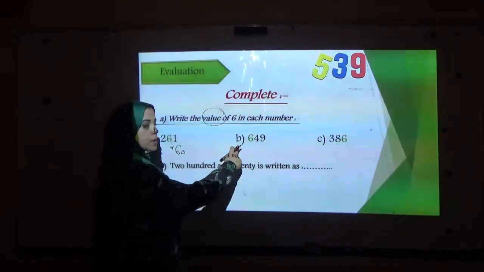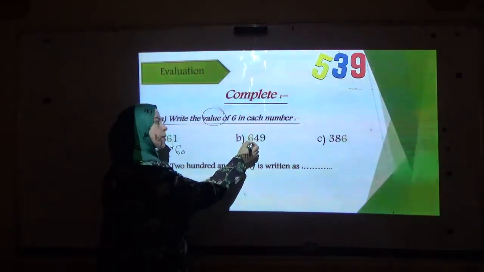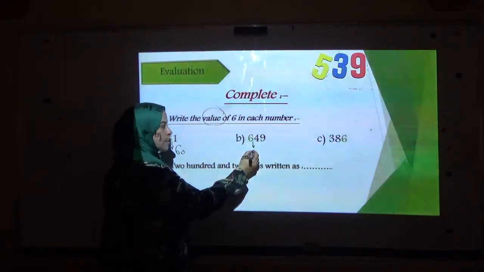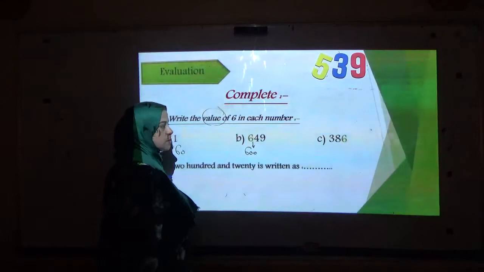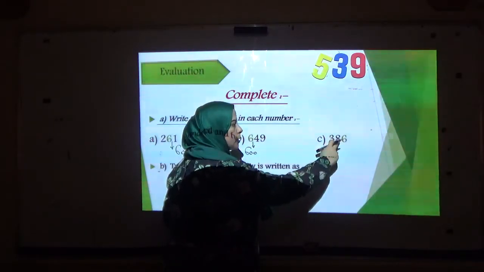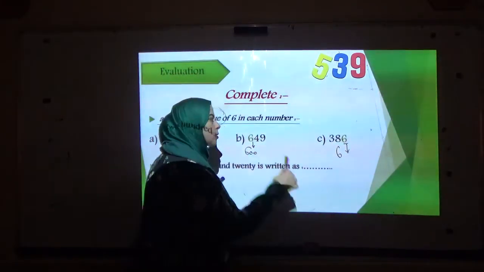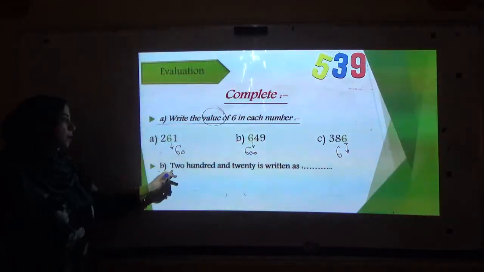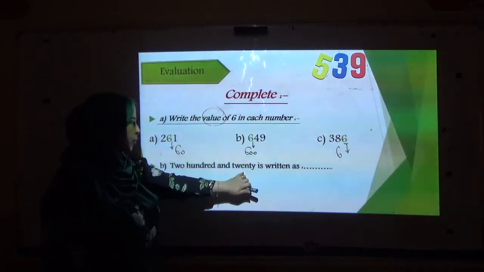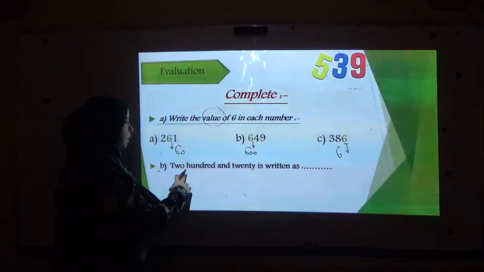Letter B, 649. I need the value. The value of number 6 is 600 in digits. 386. The value of 6 is only 6, because this is ones. Right? 220.